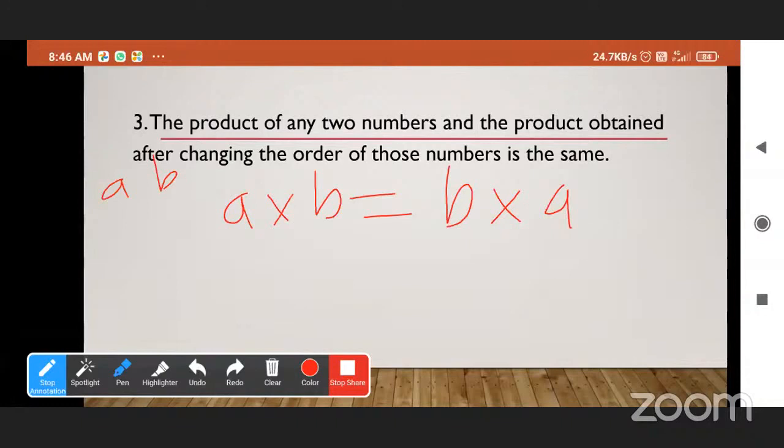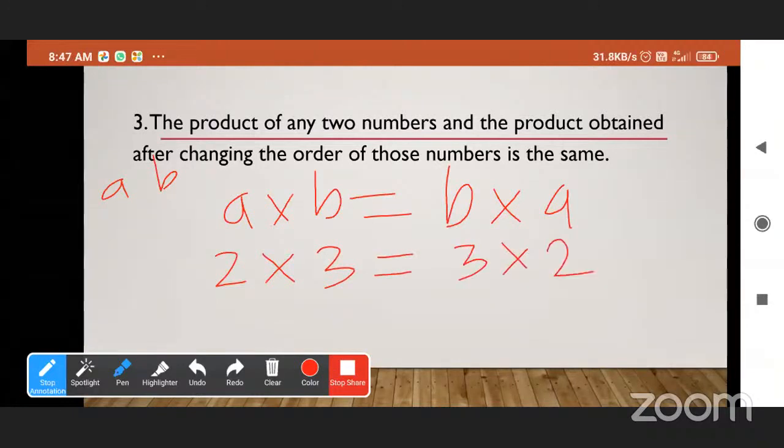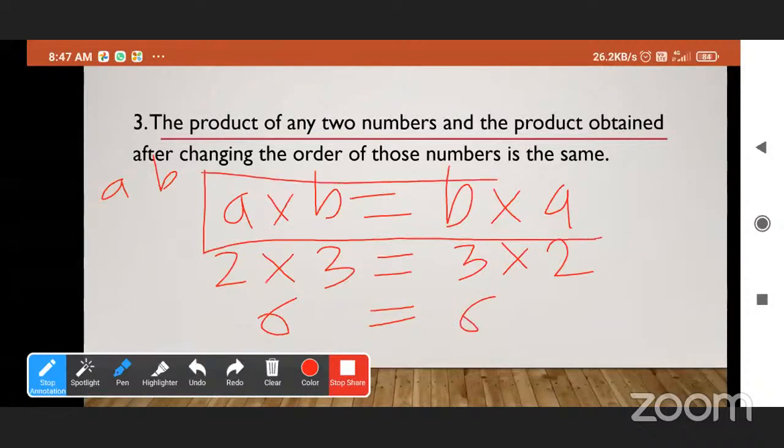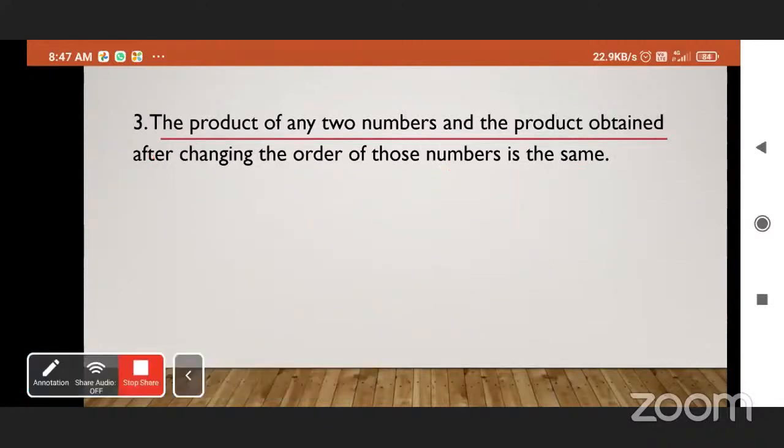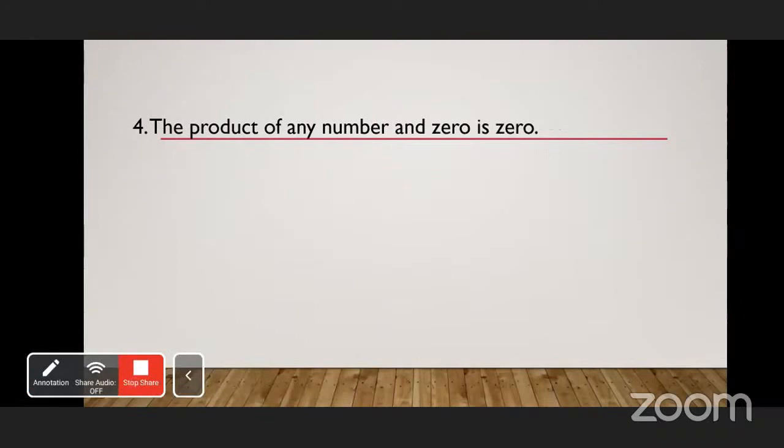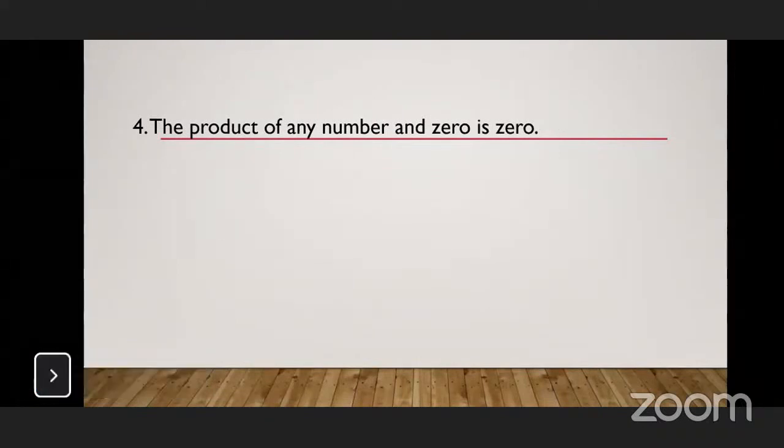Now we will verify it. If we put A as 2 and B as 3, then 2 multiplied by 3 is 6. And 3 multiplied by 2 is 6. Okay, so here the property is verified. This is the property in short. Okay, the fourth one, the fourth property, read.